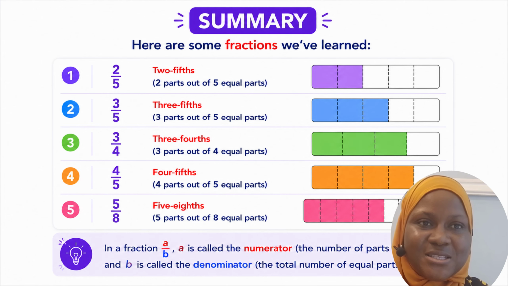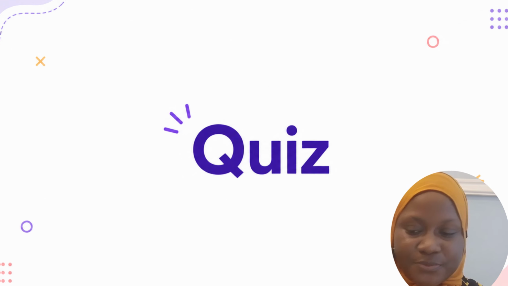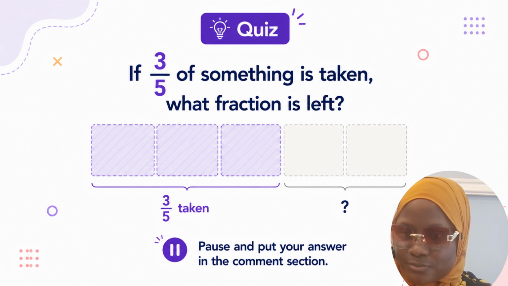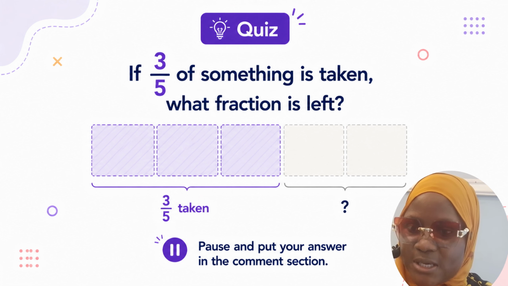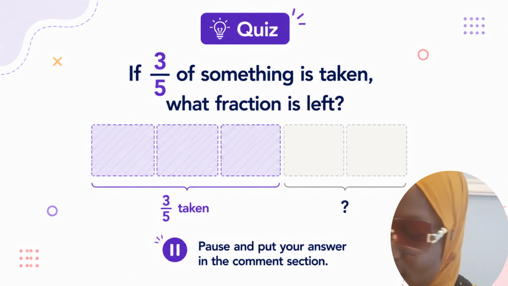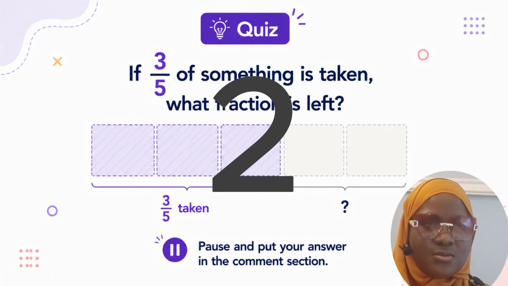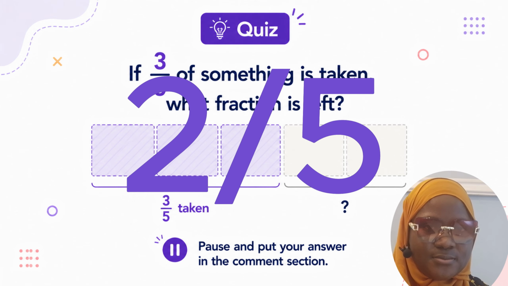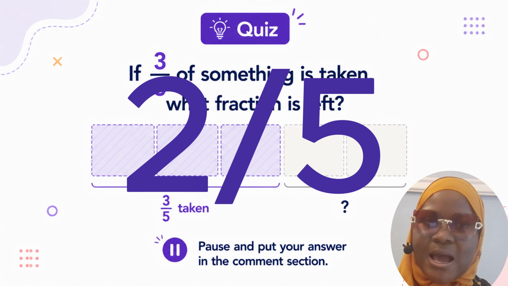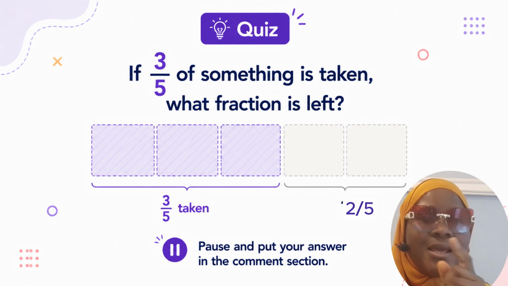So this leads us to our simple quiz to end the first episode in fraction. 3 over 5 of something is taken, what fraction is left? Count down. What is your answer? 3, 2, 1. The answer is 2 over 5. If you get it, you're doing really great.